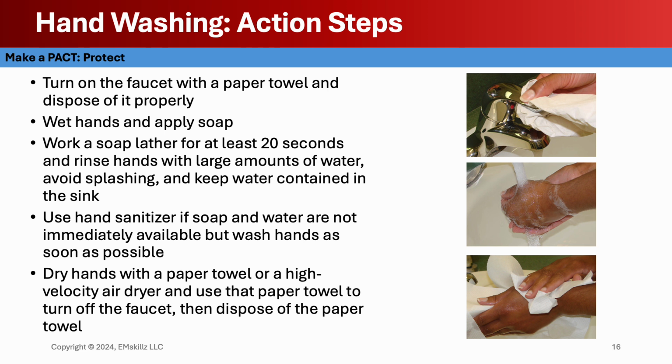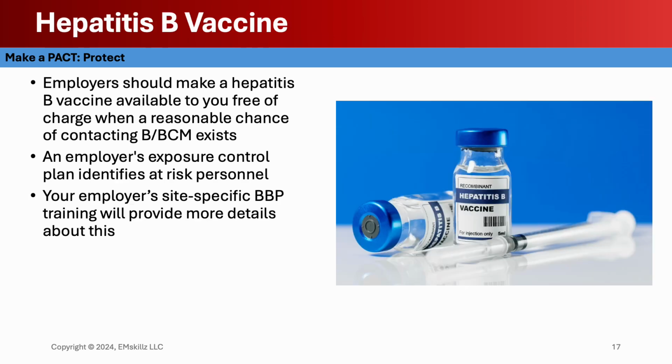Use hand sanitizer if soap and water are not immediately available, but wash hands as soon as possible. Dry hands with a paper towel or a high-velocity air dryer and use that paper towel to turn off the faucet. Then dispose of the paper towel properly.